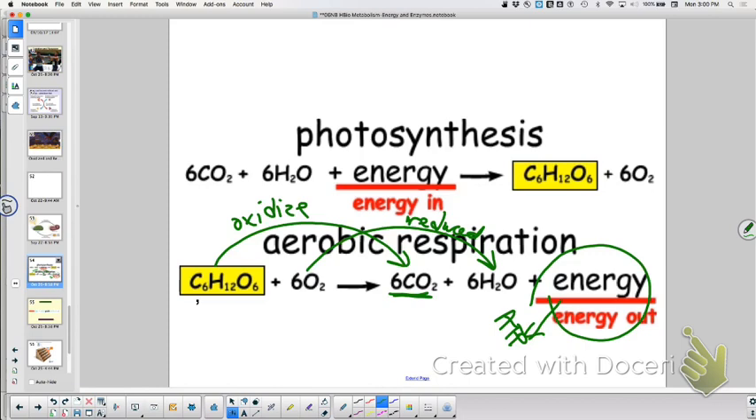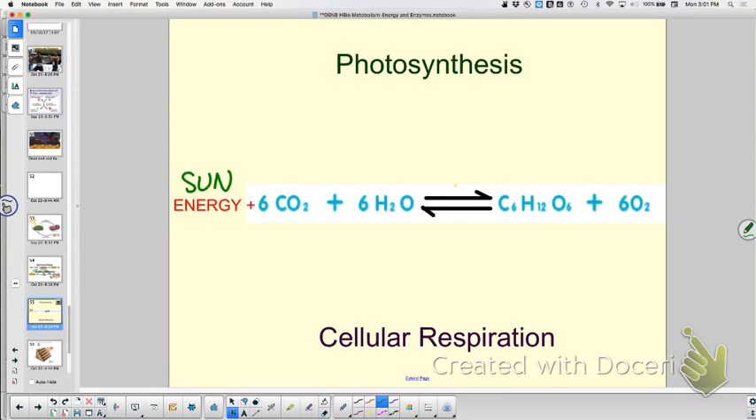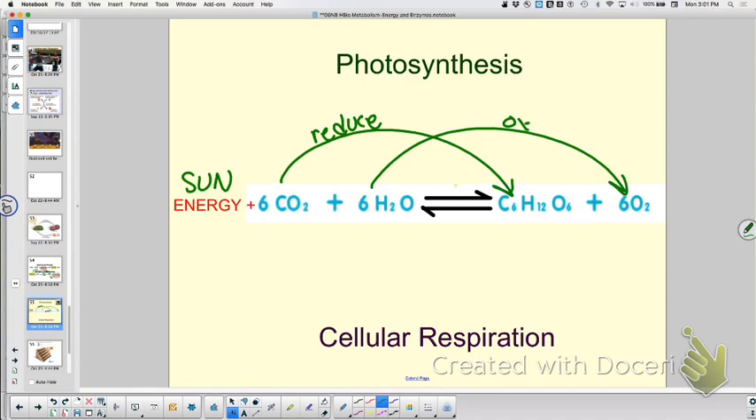And it's the reverse of that in photosynthesis. So in photosynthesis, we take energy from the sun, and we use that energy to reduce CO2 into glucose. But again, if something's going to get reduced, then something else has to get oxidized. So who gets oxidized? The water into oxygen. This gets oxidized. And these hydrogens right here become these hydrogens right here.